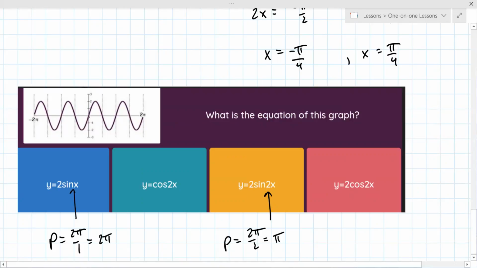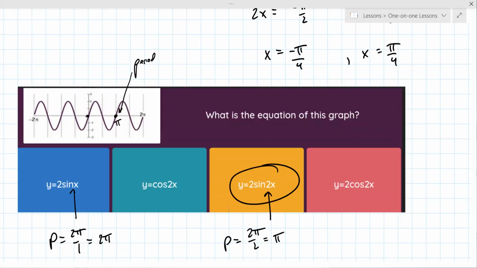So now if we go from where we started to where we end, how far is that? And that's another way to do periods. It's pick a position and get back there. This is pi. So this is the period right there. It's the horizontal distance until you get back to where you started. So that's why this one has to be correct, because it has the right period that goes along with it. Alrighty. Let's do the next one.